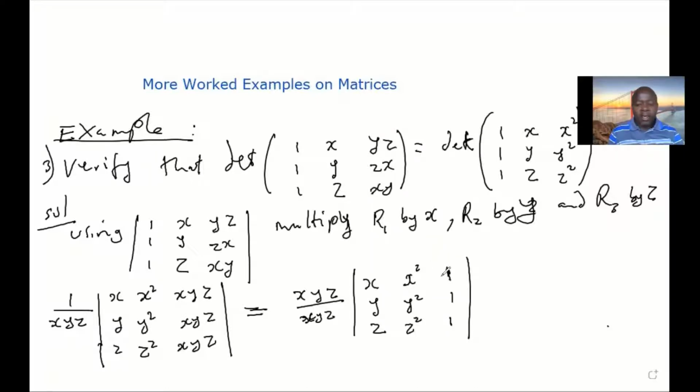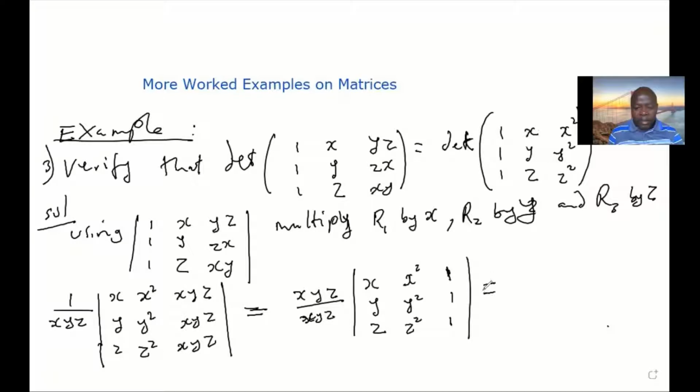Now, I can interchange. I'm looking at what I want to achieve. I want 1s in the first row, x, y, z in the second row, and then x squared, y squared, z squared in the third row. That means I only need to interchange these rows, not the columns. I have 1, 1, 1 in the first column, x, y, z in the second column, and then x squared, y squared, z squared in the third column. But look at what I have. That means I need to interchange some of these, but you remember outside the bracket here, this will cancel and I'll have 1.